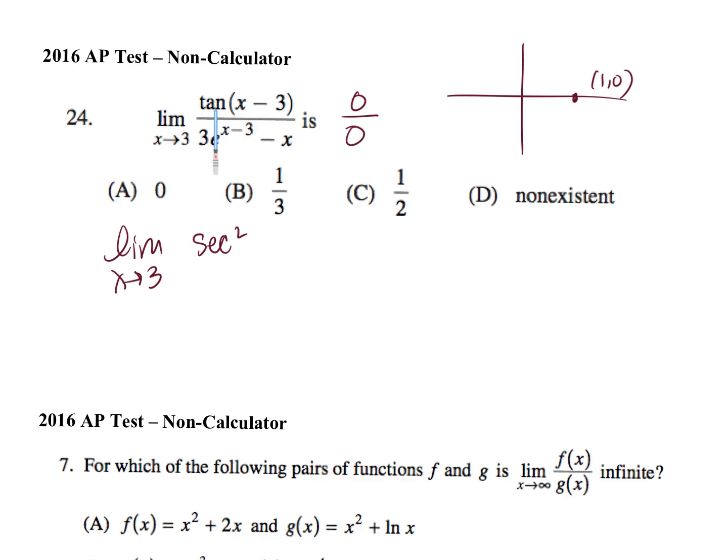Derivative of tangent is secant squared. Leave the angle. What's the derivative of that angle? Good. Over just the derivative of the bottom. The derivative of e, it always stays. We have 3e to the x minus 3 times the derivative of its exponent. What's the derivative of x minus 3? It's just 1. I'm not going to multiply that by 1, but it's just 1. Minus. Good, you guys.